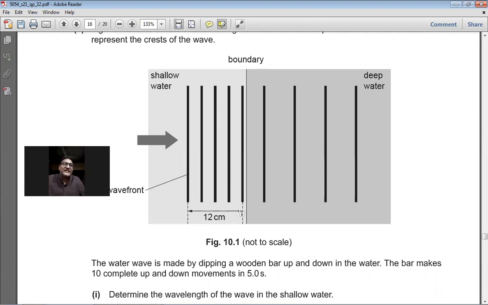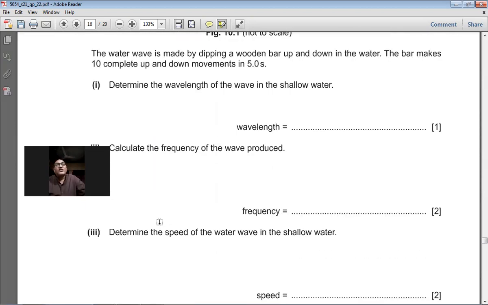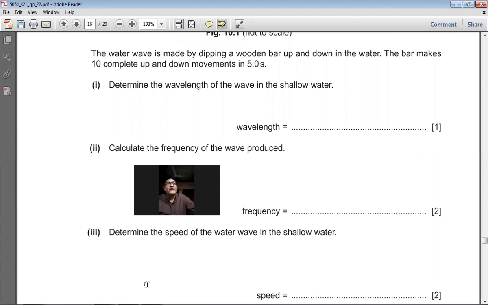So here you can see they have shown that this is 12 centimeters, and you just need to count how many waves there are in these 12 centimeters. So here we have 1, 2, 3, 4. So there are 4 gaps, which means there are 4 waves. So the total distance is 12 centimeters. In 12 centimeters, we have 4 waves. So the wavelength, which means the length of one wave, will be 12 divided by 4. If you do 12 divided by 4, you will be able to find the wavelength.